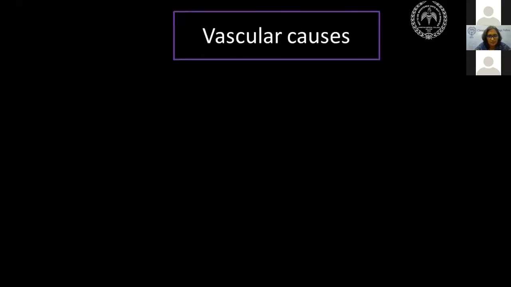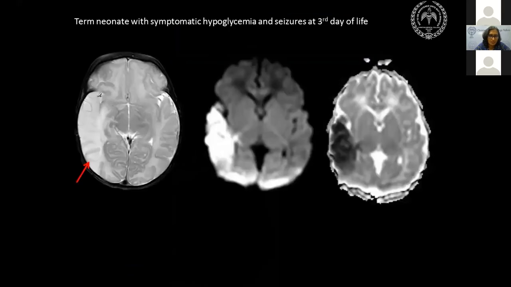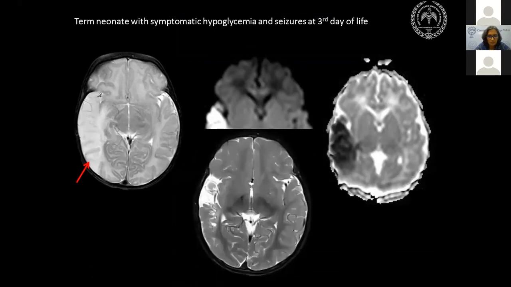So vascular causes, both arterial and venous infarcts, are known to cause an encephalopathy in the neonate. This was a term neonate, symptomatic with hypoglycemia and seizures, who was stabilized and discharged. Just before discharge, this MRI was taken, and it showed a large infarct in the right MCA territory. So this neonate otherwise was doing well.